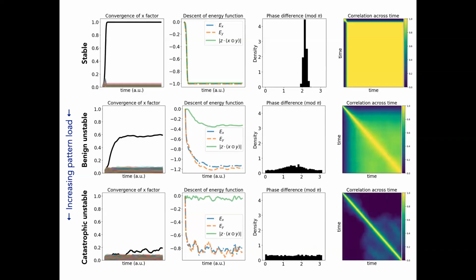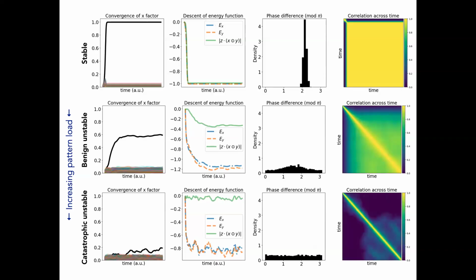Yeah, I'm interested in that too. I'd be interested to know, if you're in that benign regime, are there some elements which converge to a fixed phase difference, and some vector elements which go cycling through a range of different phase differences?